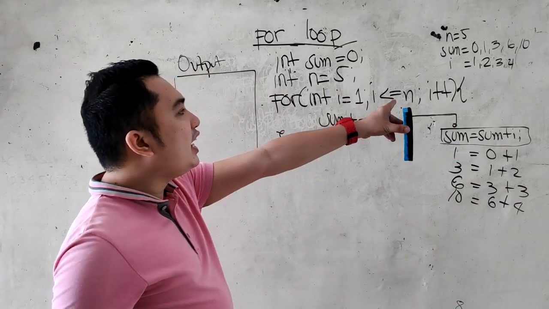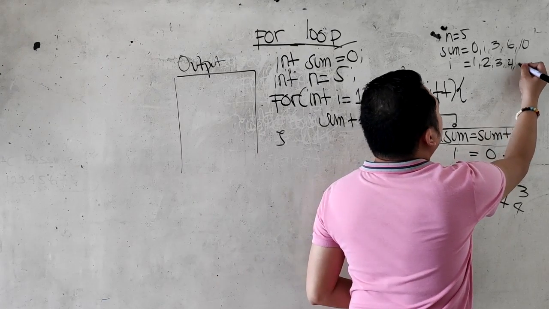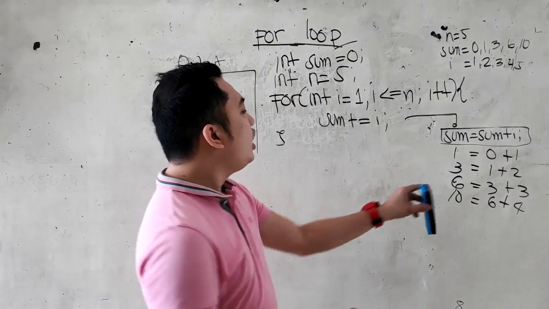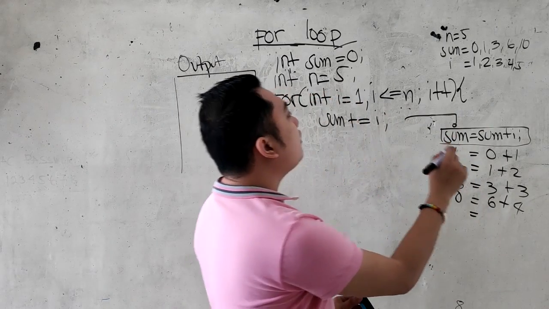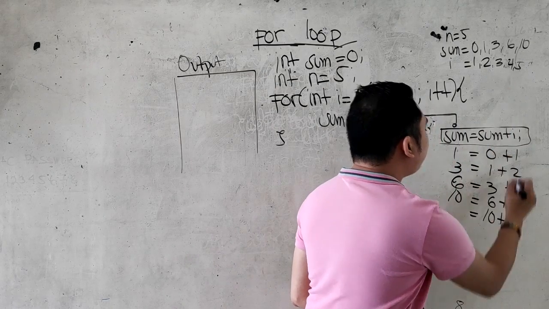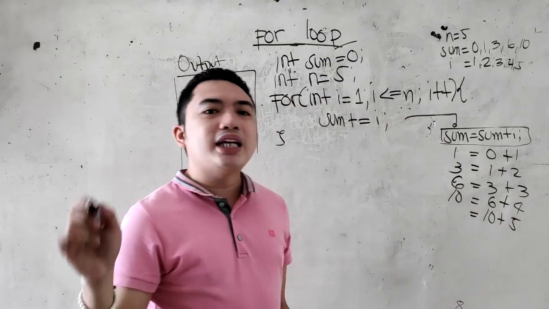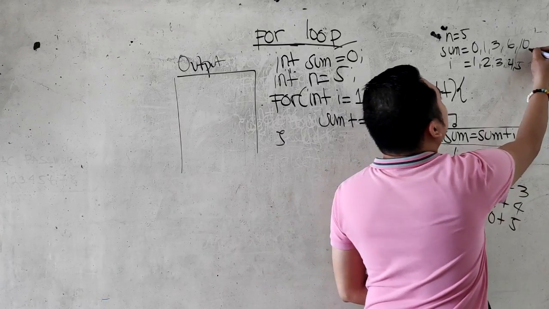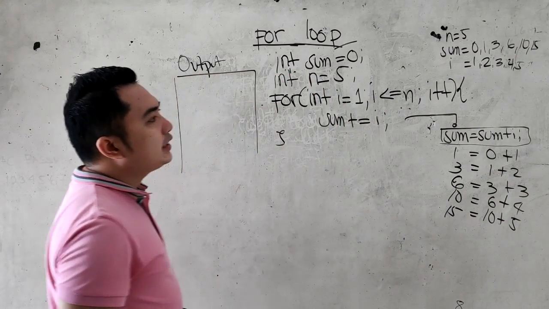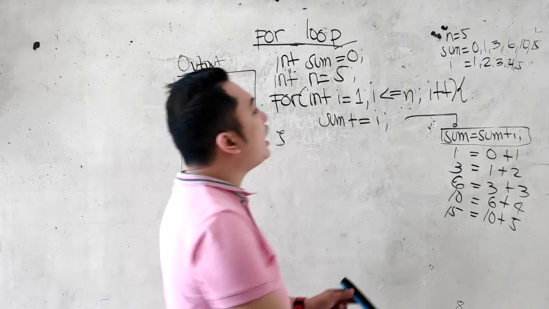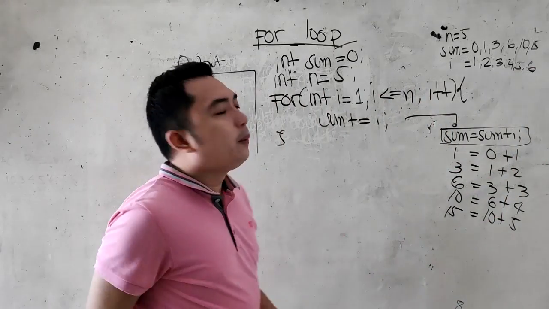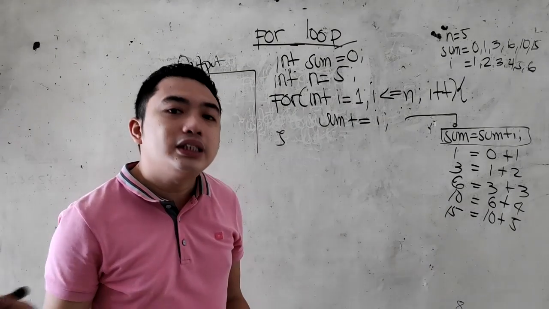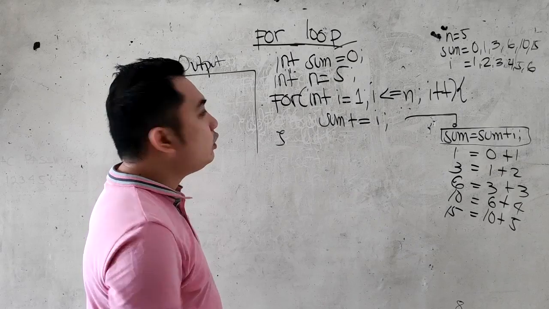And then we increment I to 5. So 5 is lesser than equal to 5. That is still true. Sum plus equals to I. So our current value of sum is 10, plus the current value of I, which is 5. So 10 plus 5 is 15. The new value of our sum is 15. So we increment I to 6. So 6 is lesser than equal to n is false. So it will terminate the for loop.